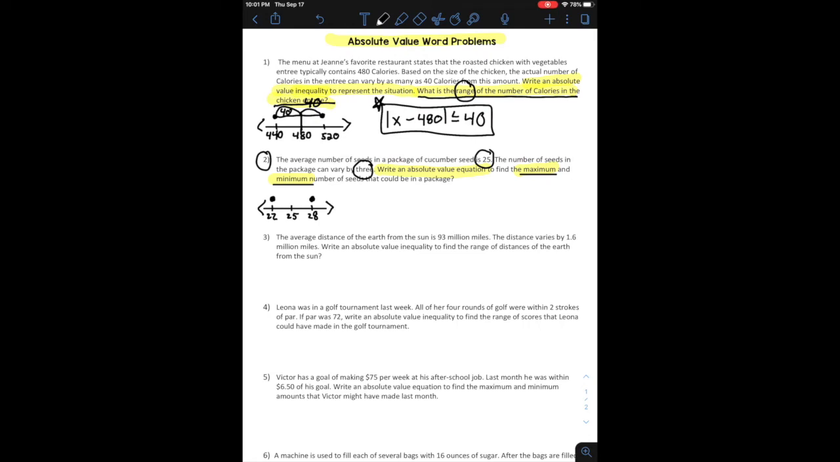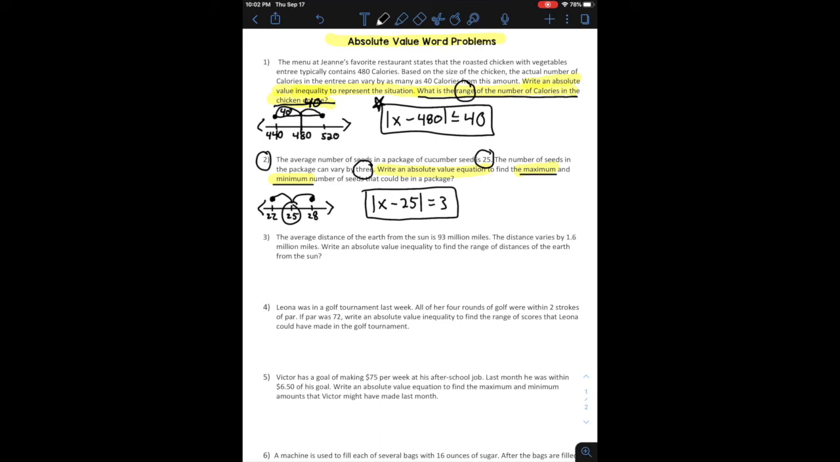We already answered the problem. However, part of the problem and the points that you're going to receive is writing an absolute value equation to represent this. So we have the absolute value of x minus the number of seeds that are usually in the package, or the central or middle value, which is 25, is equal to the range, or how much that middle number could vary by, which would be 3. So here is our equation to represent the situation, and our answer would be the maximum is 28 seeds and the minimum is 22 seeds.